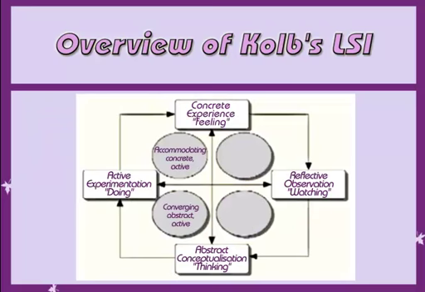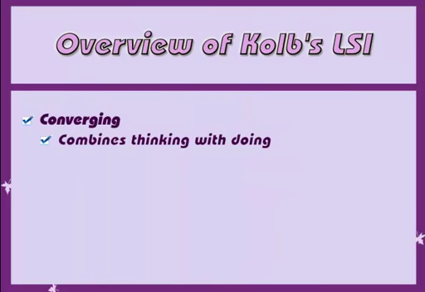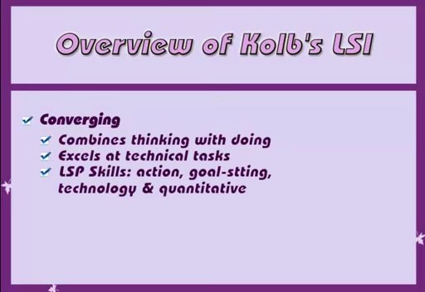The converging learner is in the lower left quadrant of Kolb's framework, between the abstract and active axes, indicating a preference for combining thinking with doing. Converging learners excel at technical tasks. Their greatest strengths are problem-solving, decision-making, and the practical application of ideas. Kolb's learning skills profile attributes converging learners with action, goal-setting, technology, and quantitative skills.